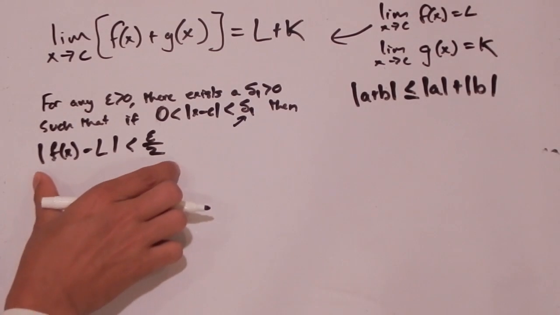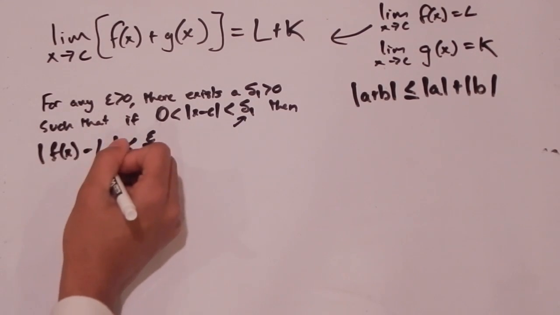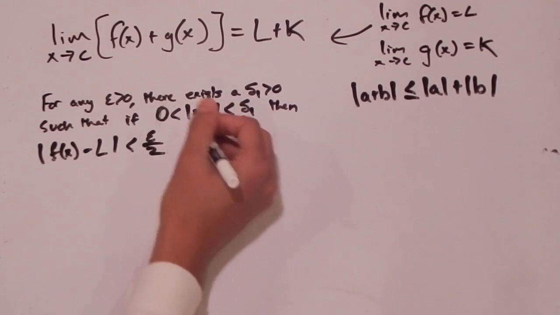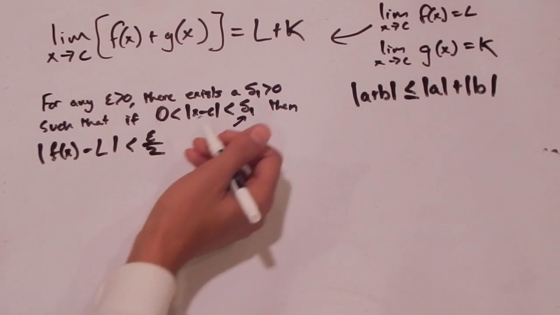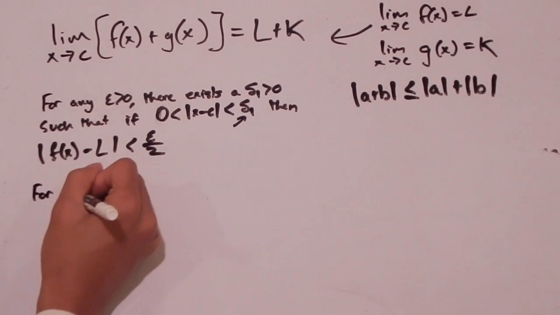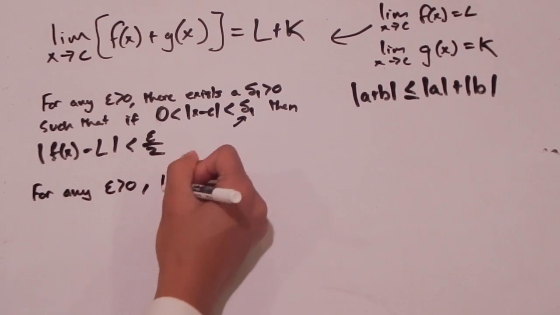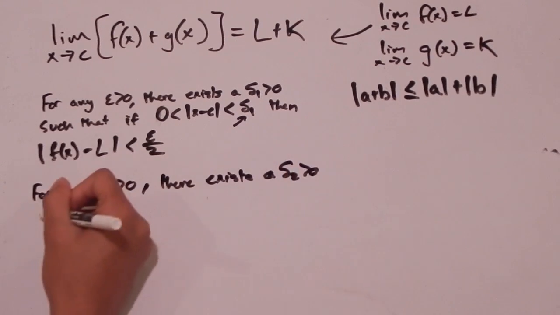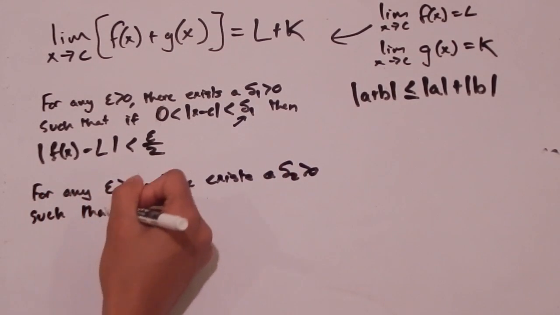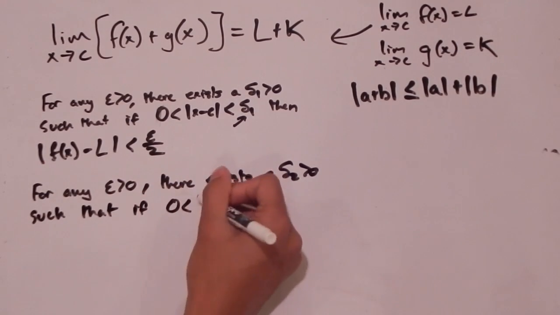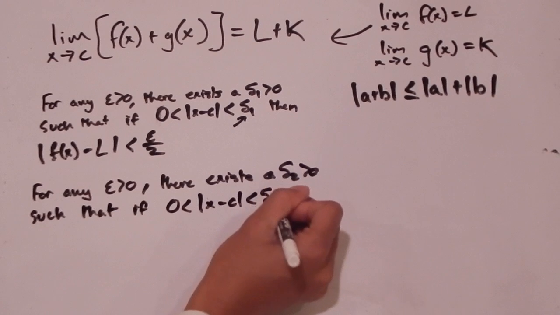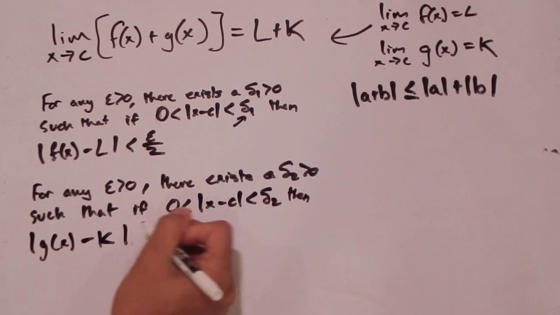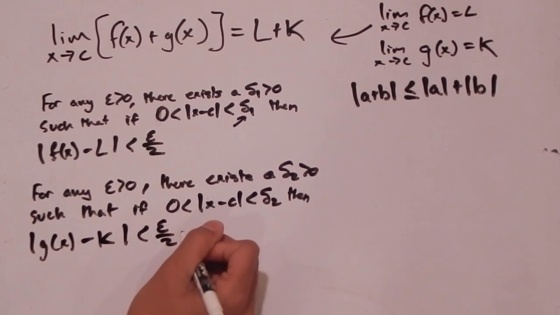What the limit means is that for any range we confine our f of x values around L, we will find a corresponding range to confine our x values around c, except at c, which is why we have this greater than 0 here. So we know this is true. We also know that for any epsilon greater than 0, there exists a delta 2 greater than 0 such that if 0 is less than the absolute value of x minus c is less than delta 2, then the absolute value of g of x minus K is going to be less than epsilon over 2.